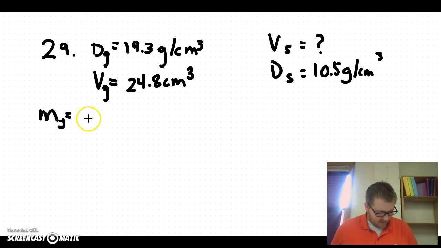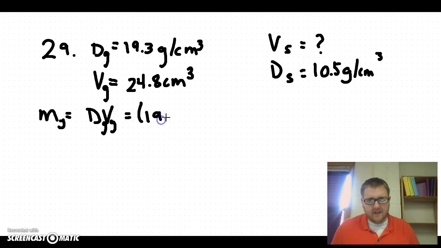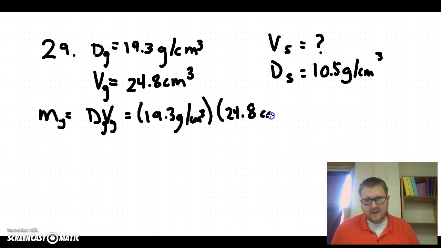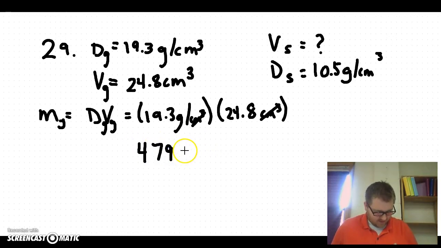That's going to be found by taking density times volume. So we're going to take 19.3 grams per centimeters cubed times 24.8 centimeters cubed. Bottom and top cancel out. 19.3 times 24.8 should give me 479, and that is in grams. So now I have the mass of the gold, which is also the mass of my silver.